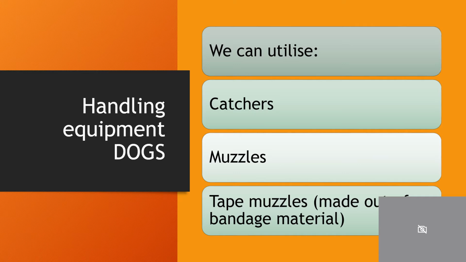So dog handling equipment. We can utilise dog catchers, muzzles, tape muzzles that are made out of bandage material if we will struggle to get into the vicinity of the animal to apply a muzzle in the normal manner. We can also use secure slip leads. We shouldn't be using choke chains or anything such as that. Again, we must make sure that all of the equipment is safe and ready for use and isn't going to cause the animal any harm.